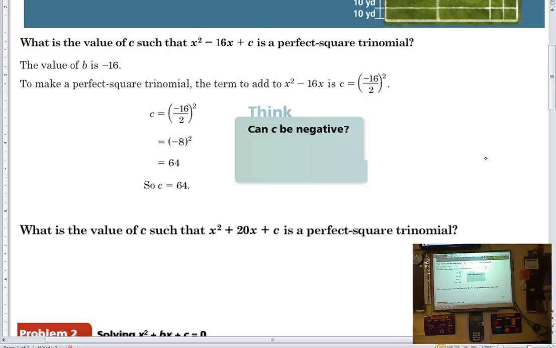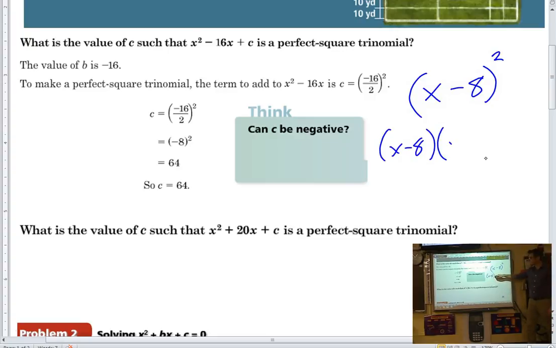We would love if every quadratic was a perfect square trinomial, because then it'd make our life really easy. So if we know our b value, we are able to create perfect square trinomials by just taking the b value and cutting it in half, because that would tell us that if we had x minus 8 squared, well, that would be x minus 8, x minus 8. That would get my negative 16.